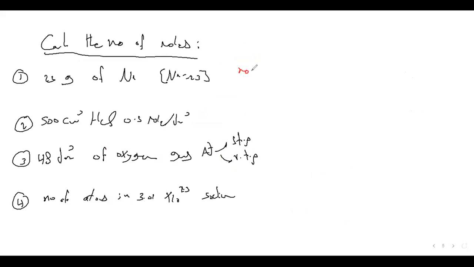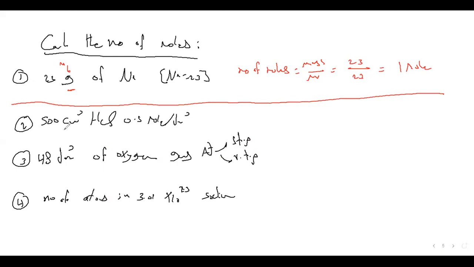For the first one, what will I say? Number of moles is equal to mass over molar mass, equal 23 over 23, which equals 1 mole. Number 2, 500 centimeter cubed volume, 0.5 mole per decimeter cubed concentration. So here number of moles equals concentration multiplied by volume in decimeter cubed, equal 500 over 1000 multiplied by 0.5.